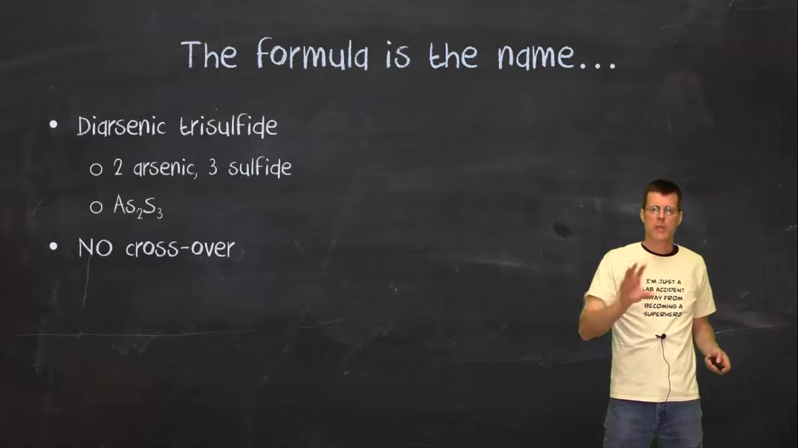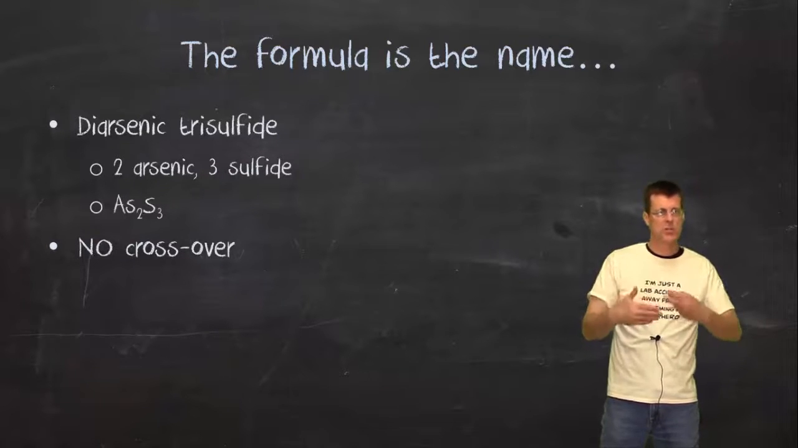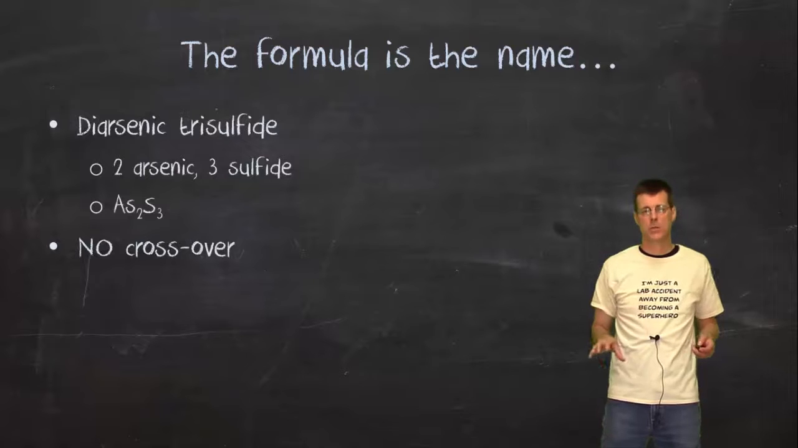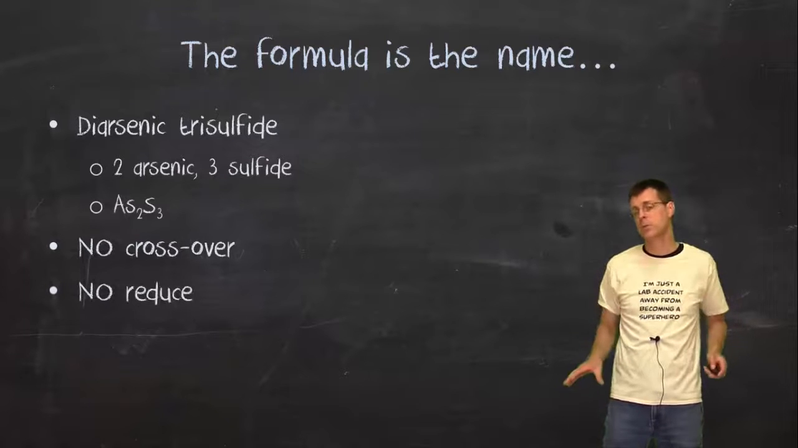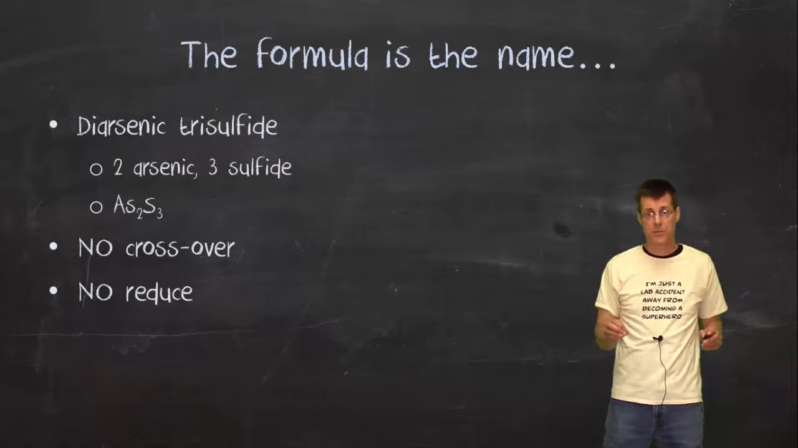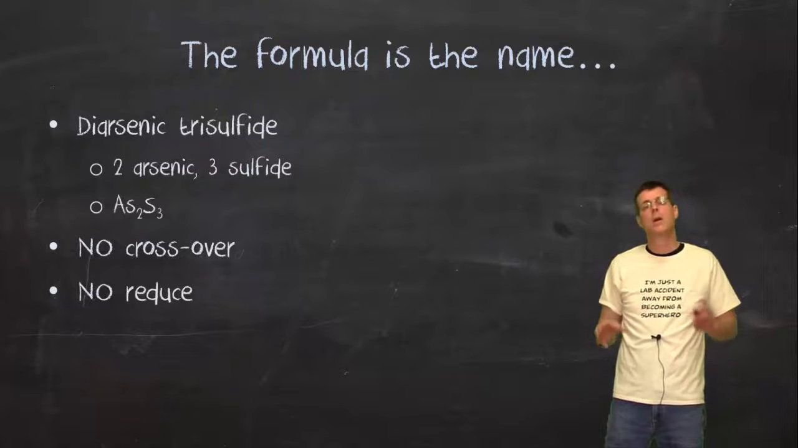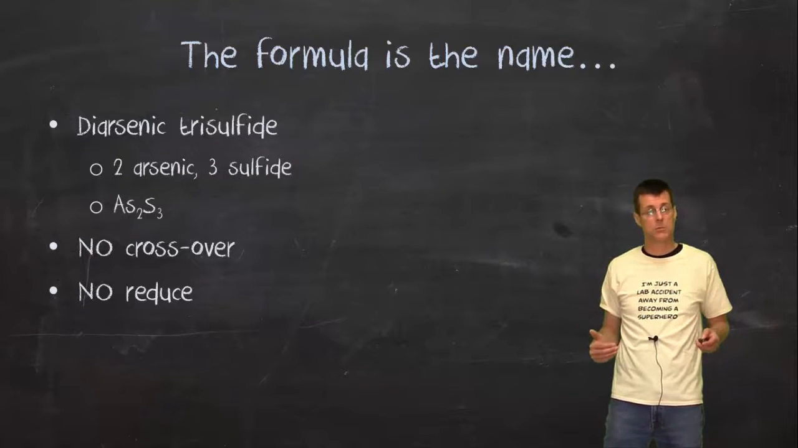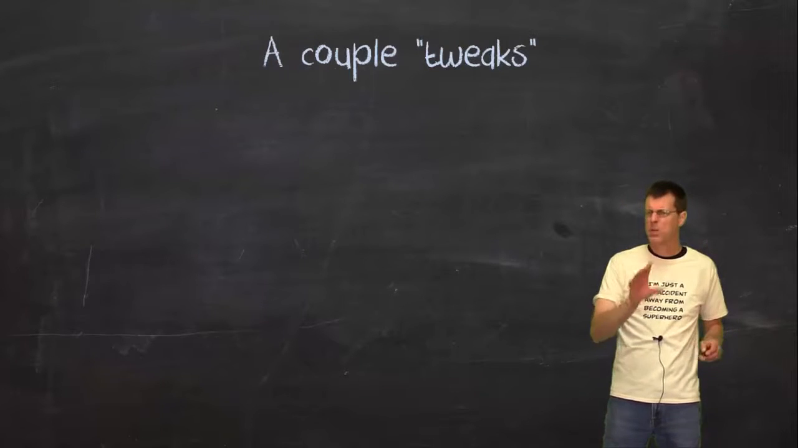Something that's different from the last couple sessions is something that's sort of a temptation to get into, because you've built that sense of automatic into it, but we don't do the crossover. We don't do the crossover, and we don't do the reduce. That's one key, important difference with this kind of nomenclature. We don't cross over, and we don't reduce. There are a couple of tweaks.